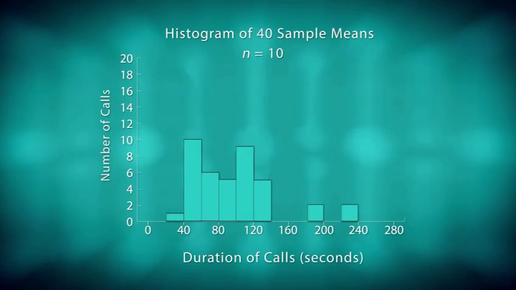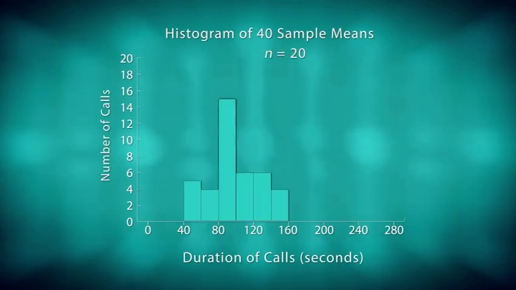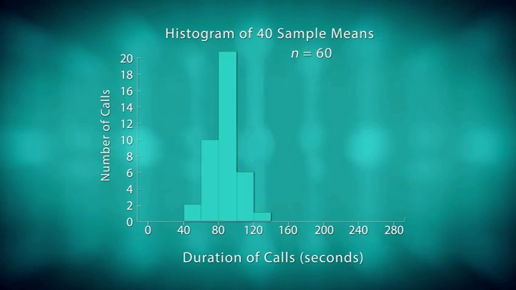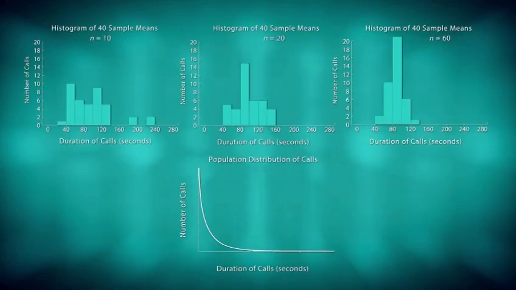We can do the same thing with 40 different samples of size 20. And finally, we can do it again with 40 different samples with an n of 60. Now let's compare our sampling distributions with the original population distribution for all calls to the mayor's hotline. The spread of all of the sampling distributions is smaller than the spread of the population distribution. And you can see that the spread of the sampling distributions tightens still further as the n increases.